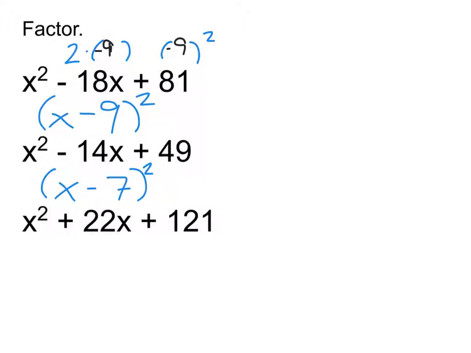All right, now for this last one. What's 2 times what is 22? It's got to be 11. So let's try 11. What is 11 squared? 121. So yes, that one works there as well. So those are your 3 answers for our factored forms here.